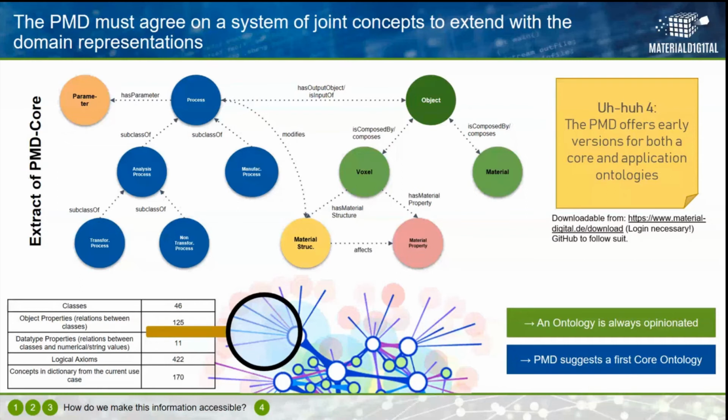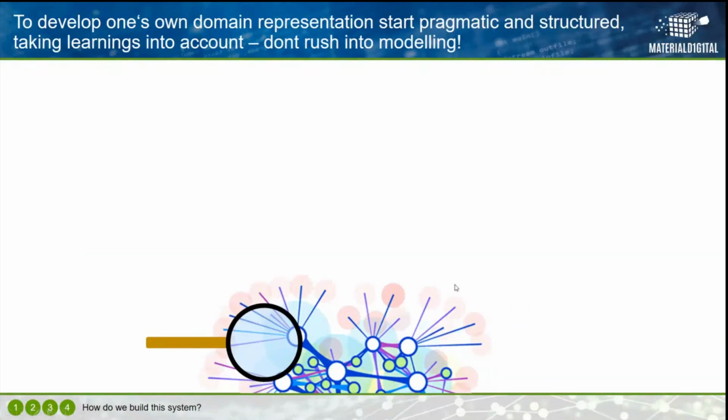So how do you start with your own process of developing your application ontology? And actually, after a year or so that we have now worked on this in the scope of MaterialDigital, I think that the process could be pretty straightforward if you do it correctly. Just as straightforward that you could put it into a comic. So this is what I tried to do here.